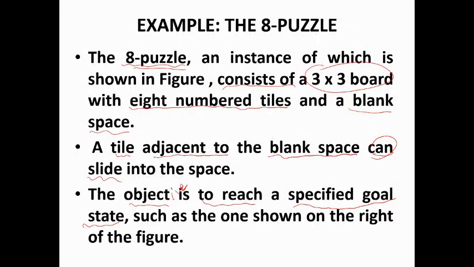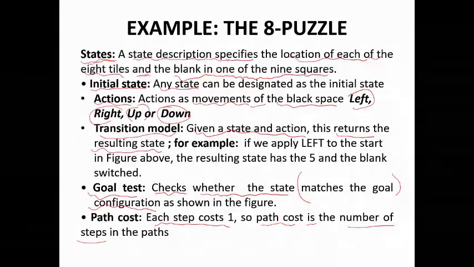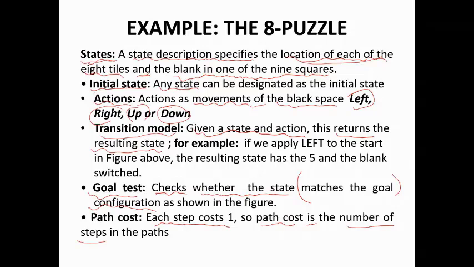So the 8 puzzle, an instance of which is shown in the figure, consists of a 3x3 board with 8 numbers and a blank space. The tile adjacent to the blank space can slide, the same thing as I told you. The objective is to reach a specified goal. The state description specifies the location of each of the 8 tiles.